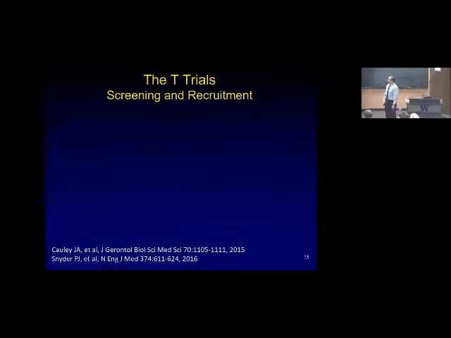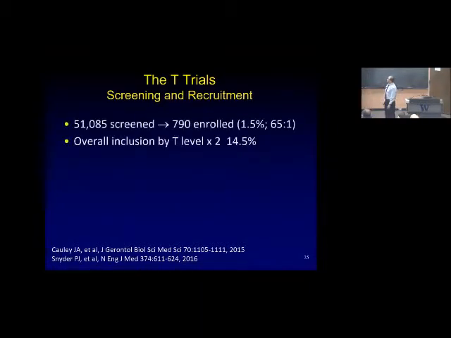So, screening and recruitment. This is going to be quite dramatic. It took screening over 51,000 people in order to recruit 790 individuals to be enrolled. That's 1.5% of the screened population that actually qualified and were enrolled. A 65-to-1 screen to enrolled ratio.